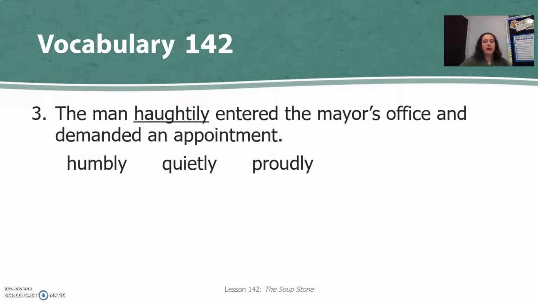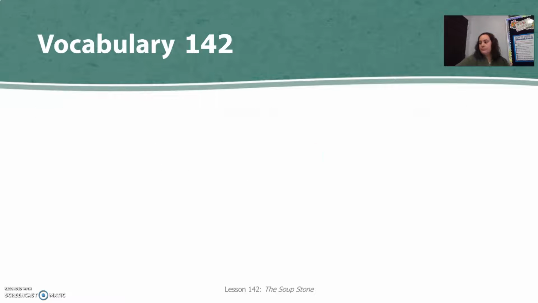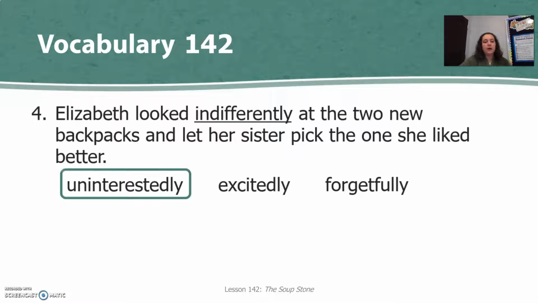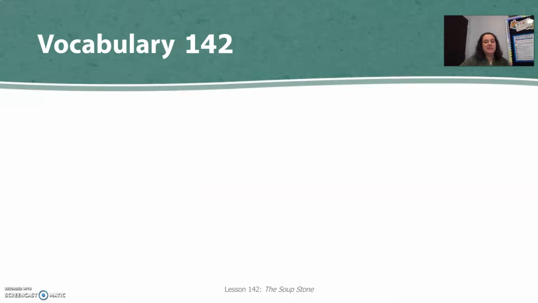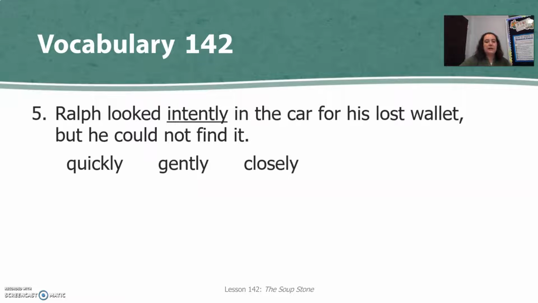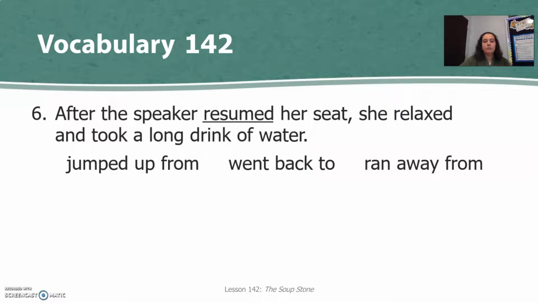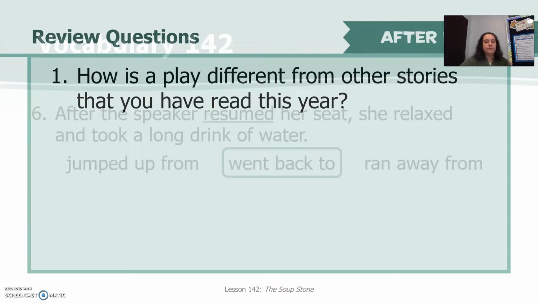Number 3, the man haughtily entered the mayor's office and demanded an appointment. Haughtily is proudly. Elizabeth looked indifferently at the 2 new backpacks and let her sister pick the one she liked better. Indifferently would mean uninterestedly. Didn't care. Number 5, Ralph looked intently in the car for his lost wallet, but he could not find it. He looked closely. And number 6, after the speaker resumed her seat, she relaxed and took a long drink of water. Resumed, went back to.